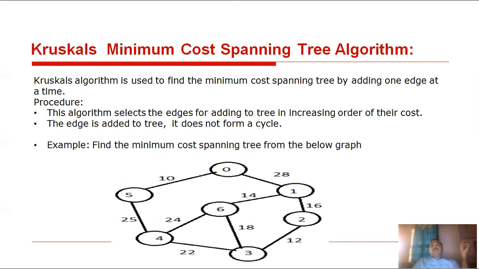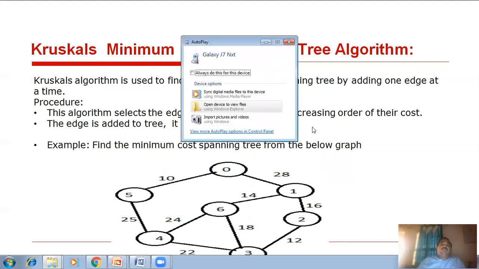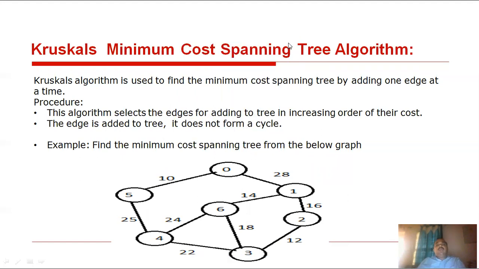Next one is Kruskal's minimum cost spanning tree algorithm. Kruskal's algorithm is used to find the minimum cost spanning tree by adding one edge at a time. Procedure: this algorithm selects the edges for adding to the tree in increasing order of their cost. An edge is added to the tree only if it does not form a cycle. Find the minimum cost spanning tree from the below graph.